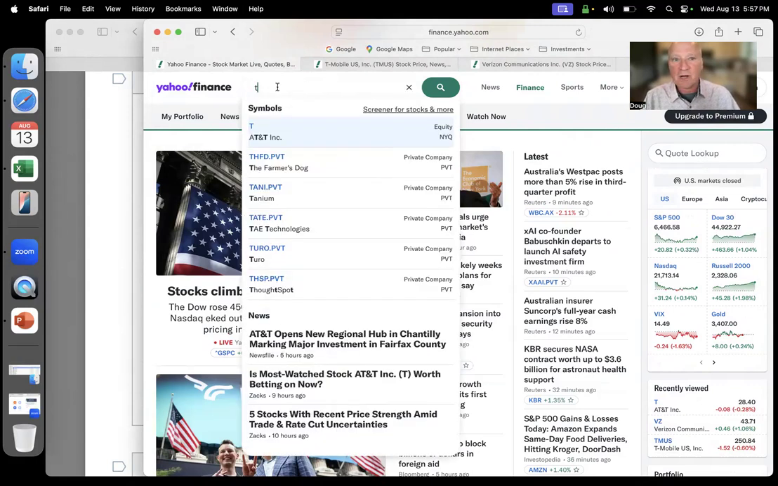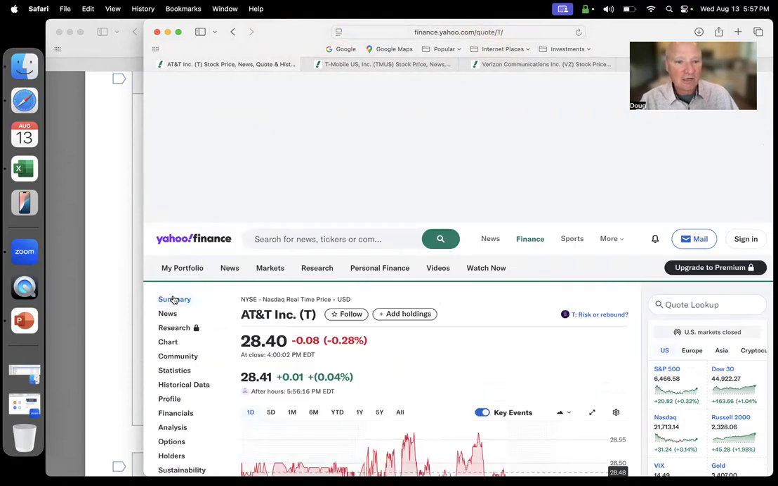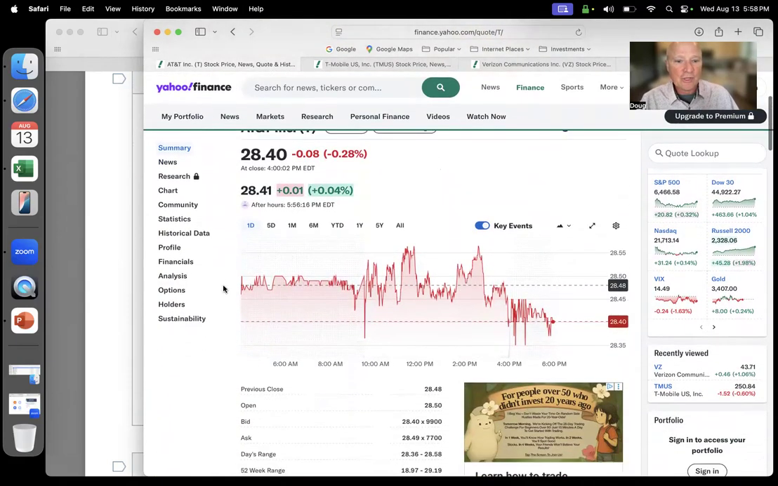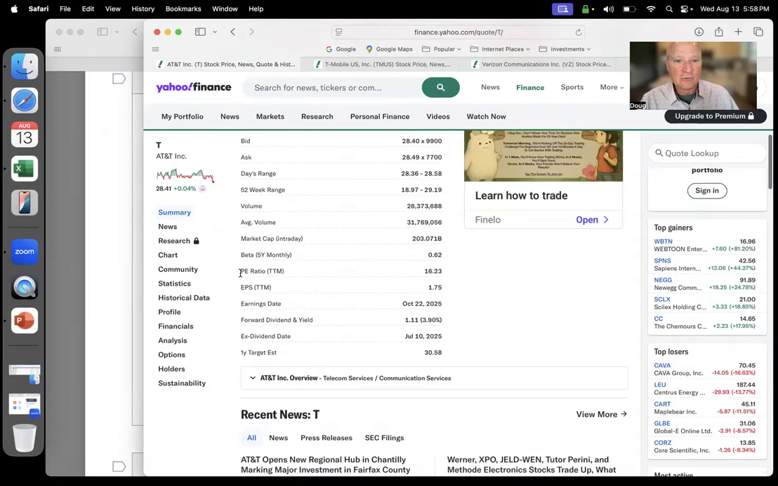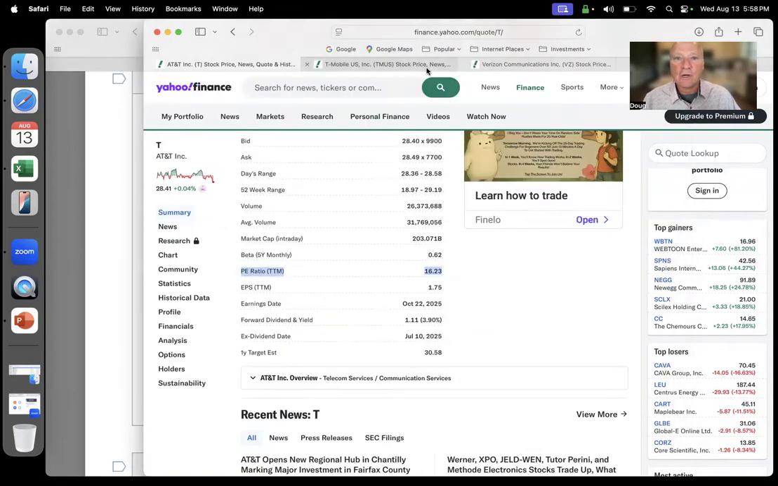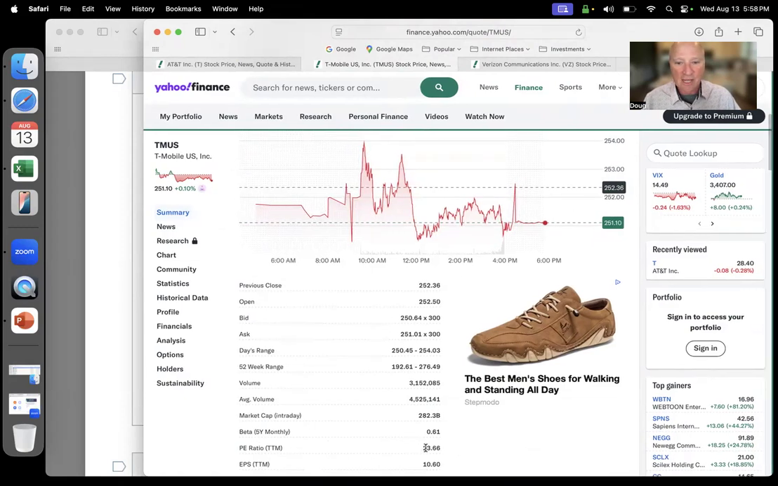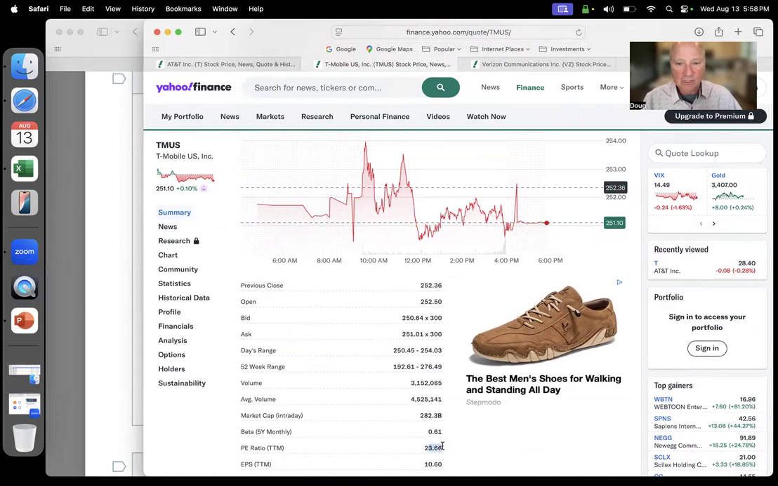So in the search box type in the letter T for AT&T and then click on summary and just scroll down to where it says the price to earnings ratio and we see it's 16 for AT&T. So we'll write down 16 for AT&T. And yep, that's one of the choices. Now I'm just going to go over here to where I've already loaded in T-Mobile into Yahoo Finance and look up its price to earnings ratio. And that's, looks like about 23.24. So we'll write that down.